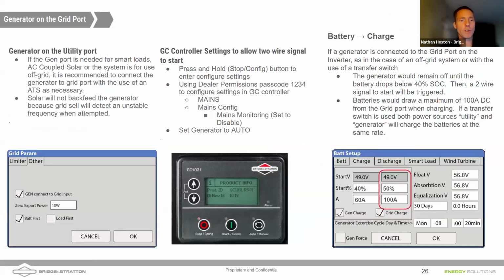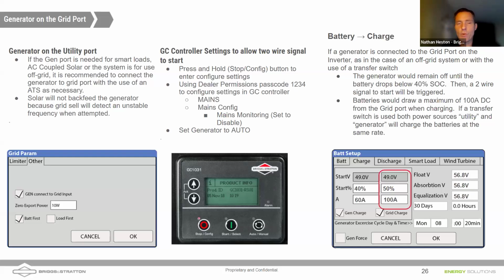If we have the generator on the grid port, there's a couple of settings that we need to hit in the Solarc manual. One is under the grid parameters setting. We just want to let the inverter know, hey, we've got a generator connected to the grid input, so look out for a generator signal. Now, a generator signal will look a little bit different from a grid signal. You'll see some more fluctuations in the frequency, etc. And so do have that box checked.